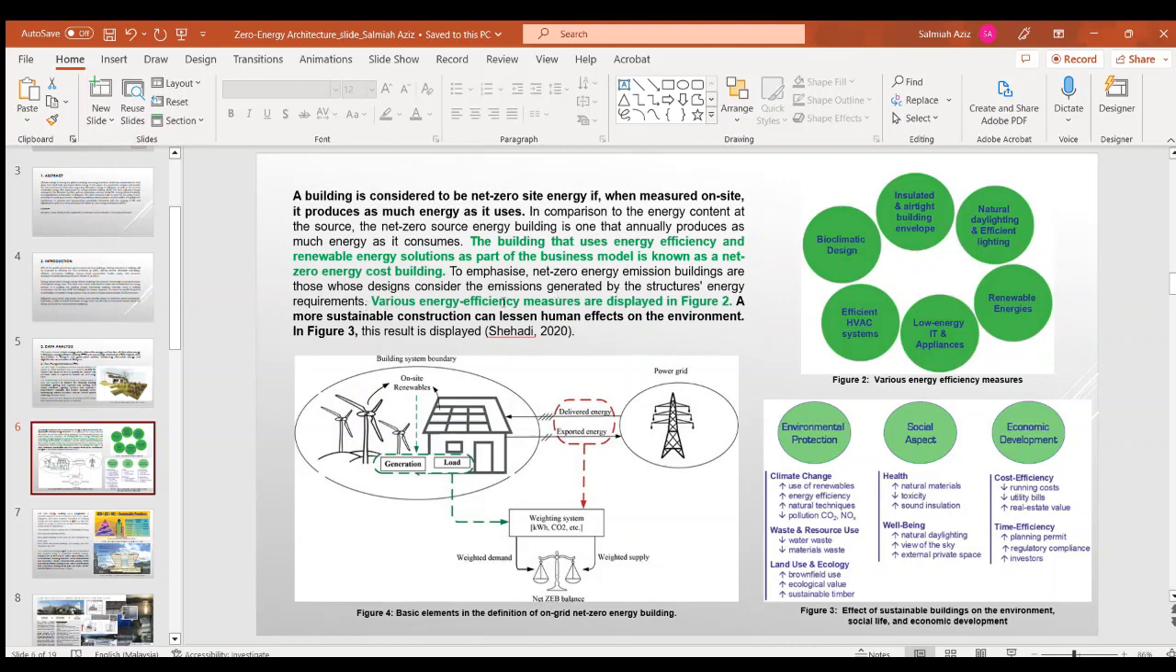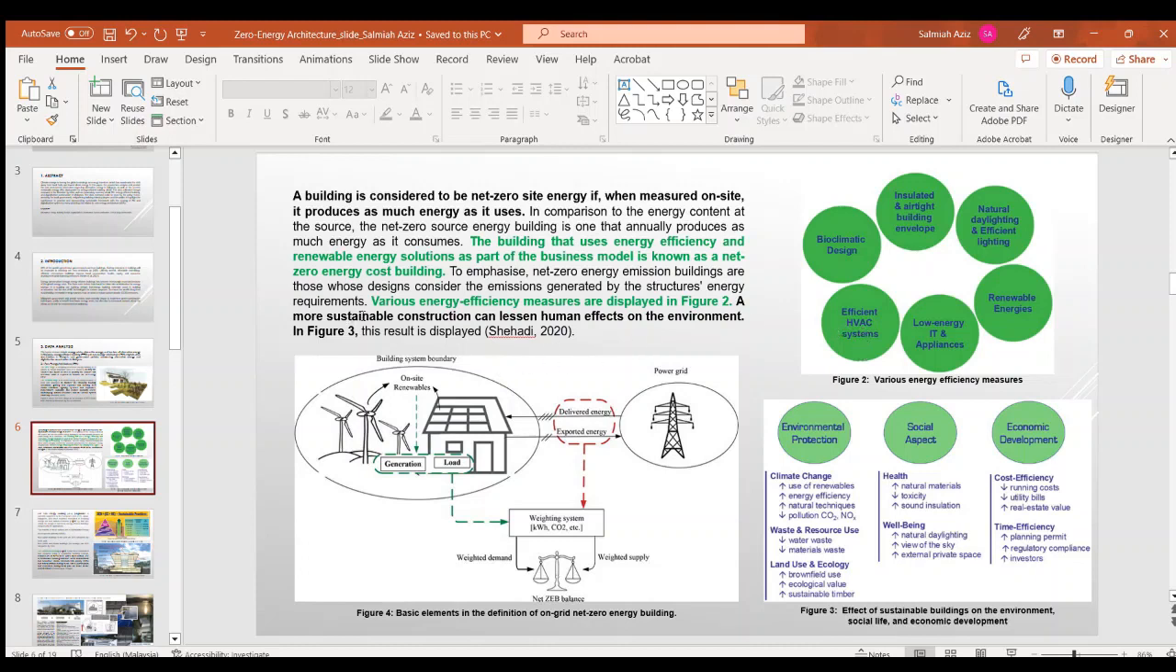Various energy efficient measures are displayed in figure 2. So this is figure 2. Here, there are components to analyze the energy efficiency in a building, one of them being bioclimatic design, insulated and airtight building envelope, natural daylight efficiency, and efficient lighting, renewable energies, low energy IT and appliances, and efficient HVAC system as well.